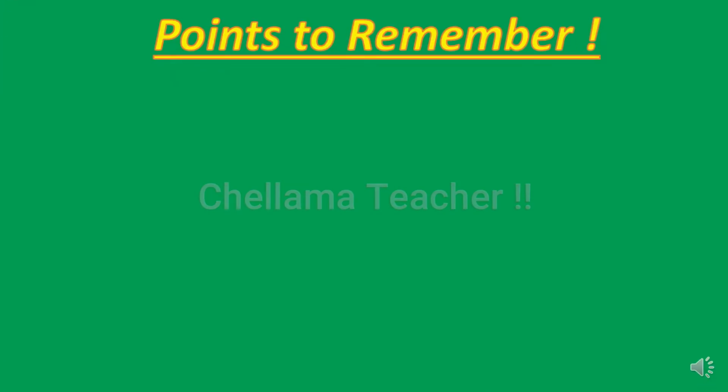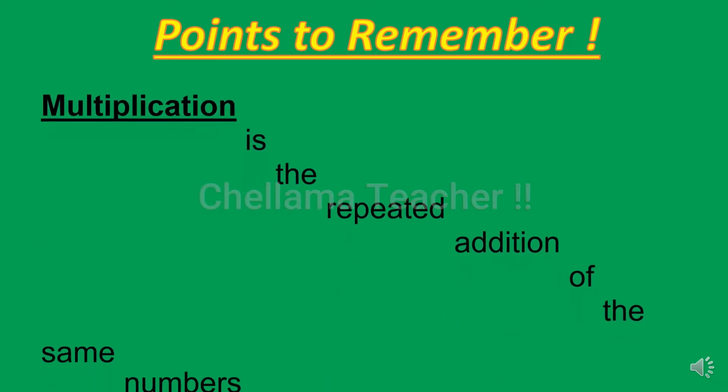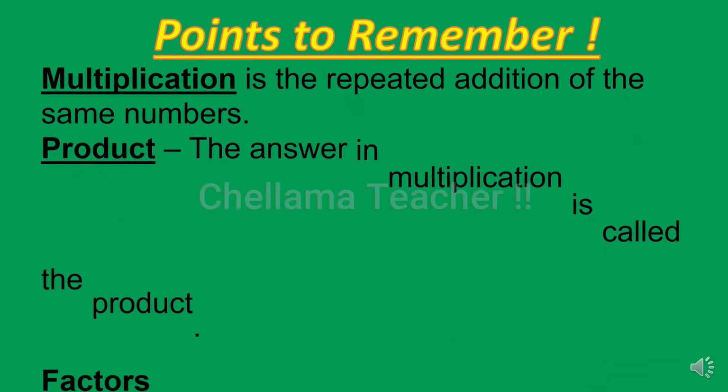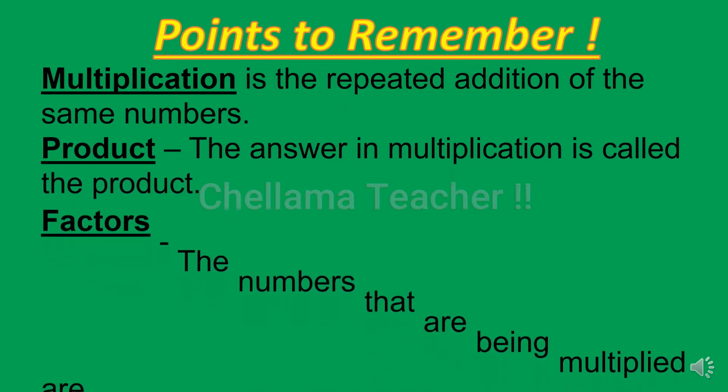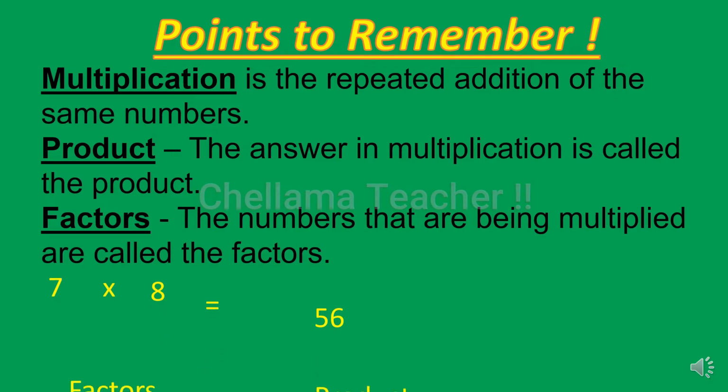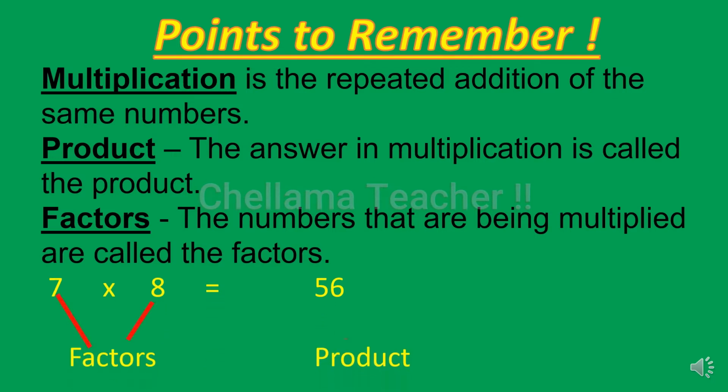Points to remember. Multiplication is the repeated addition of the same number. Product: the answer in multiplication is called the product. Factors: the numbers that are being multiplied are called the factors. For example, 7 into 8 is equal to 56. Here, 7 and 8 are factors and 56 is the answer of multiplication, which is also known as the product.